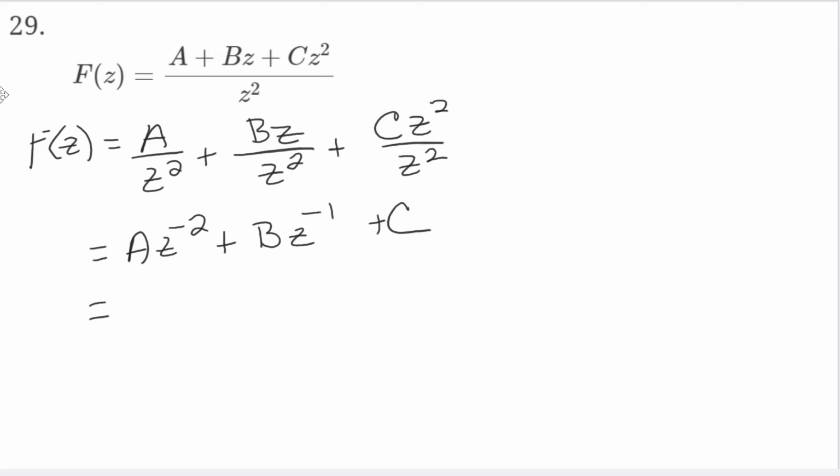Now we can do our derivatives. We can bring down the negative 2. So it's a to the negative third minus 1b.